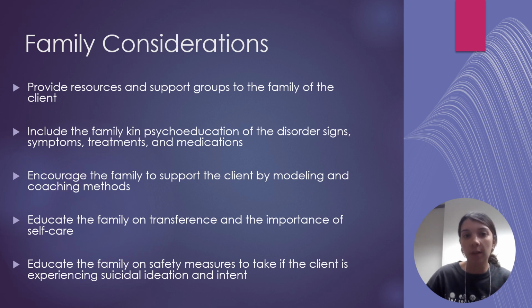When working with a client with any type of mental health condition or mood disorder, the client's family should be included in the care plan. Some examples of family considerations include providing community resources and psychoeducation. Psychoeducation might include educating the family on the disorder's signs, symptoms, medication, and treatment. The OT can also model how to provide support to the client and validate the client's experiences and feelings.